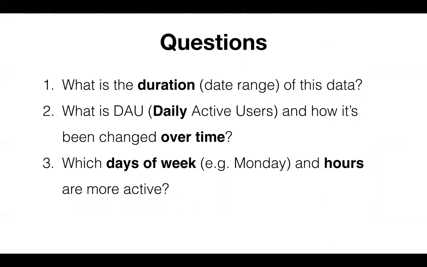The typical thing is like, hey, what is the duration of this data? Is this from 2016, or from the last 2 years? What is the duration of it? Or how has DAU, daily active users, changed over time? Is that increasing or decreasing? Or you might want to ask which day of the week or which hours are more active. Like on a Monday, are people accessing this service more, or are there particular hours of the day when people are accessing, and so on.